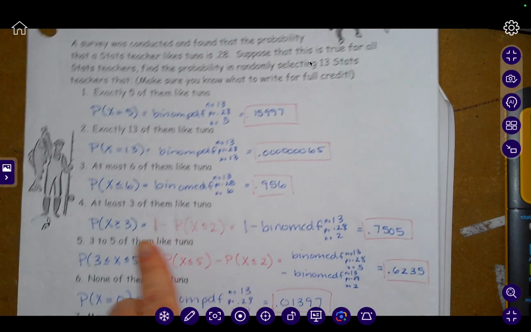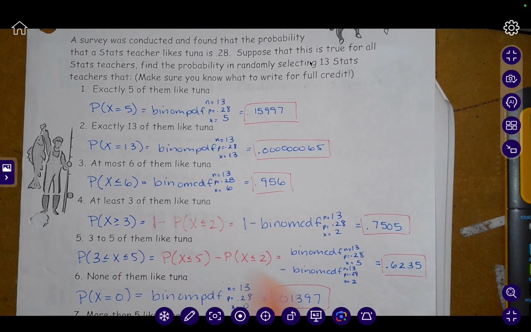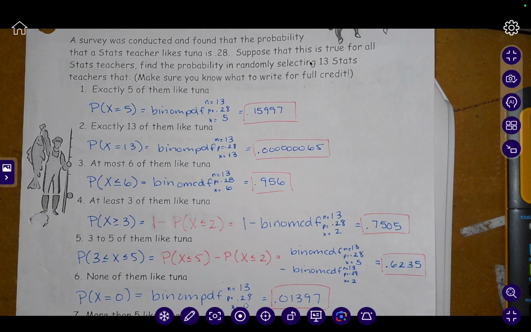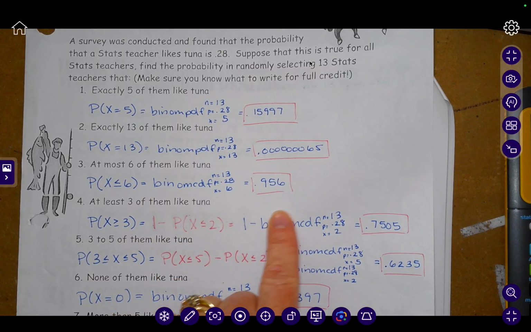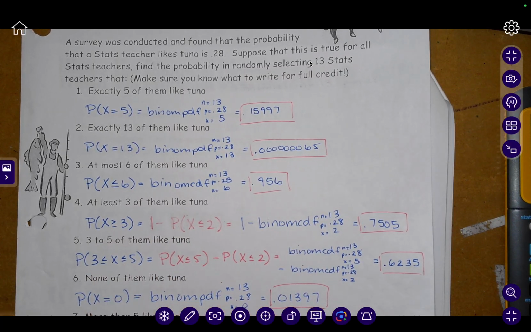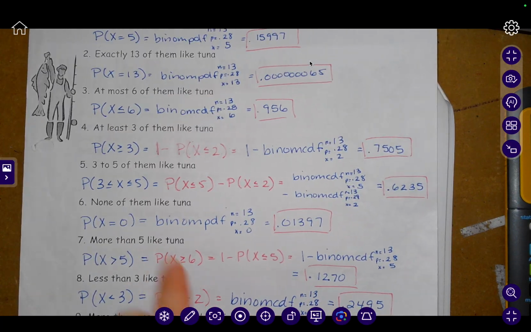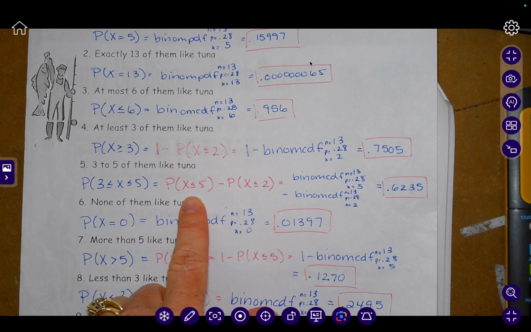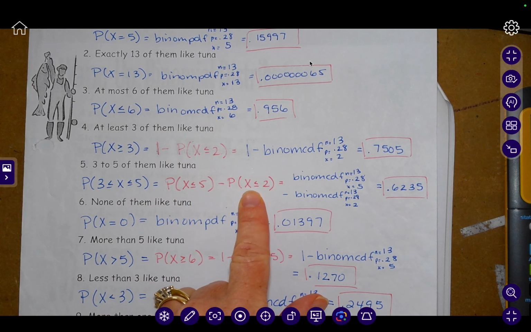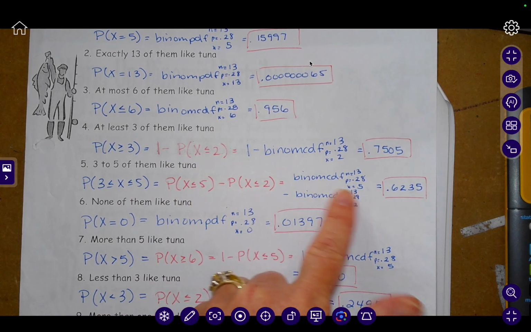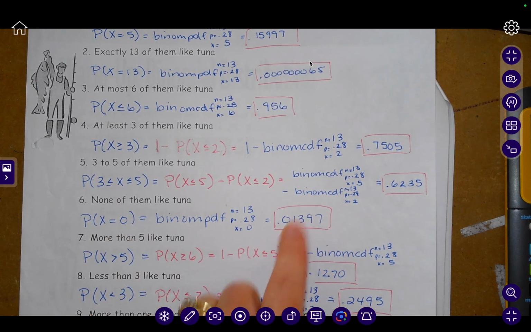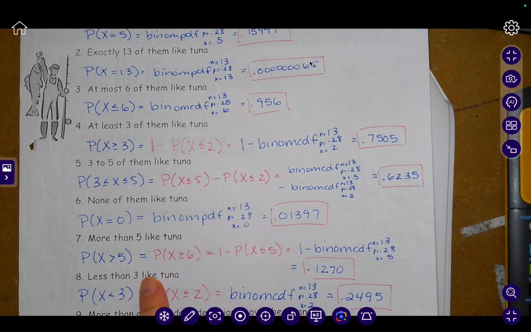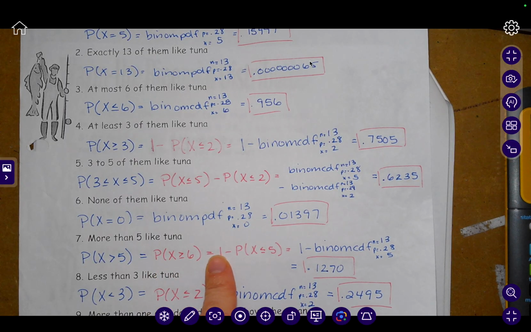Here's the answer here. Again, when you have at least 3, you want 3 or more, so you want to get rid of 0 through 2. You don't need to write what I wrote in red, but I would expect to see everything I have written in blue. 3 to 5, this gives me 0 through 5. I want to get rid of 0 through 2, so that's what I get for that one. Equal to 0, right there. More than 5, so greater than or equal to 6.